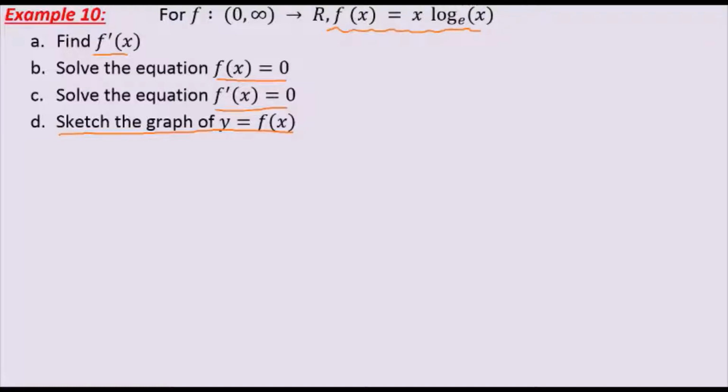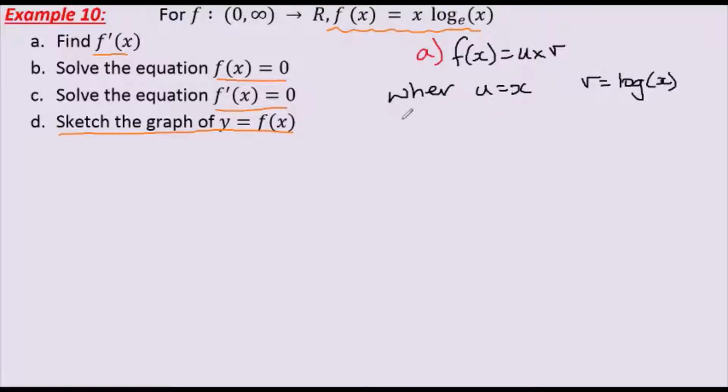Now here we should start getting used to the idea that this is a product rule question. So this is a product. So that's meant to be a letter A, not that anyone would believe me. So let's try again and write the letter A. That's much better. So f of x equals u times v, where u equals x and v equals log of x. So therefore, du dx equals 1 and dv dx equals 1 over x.